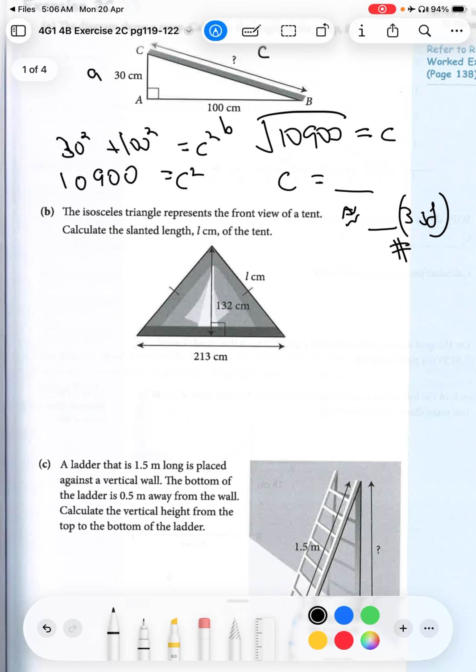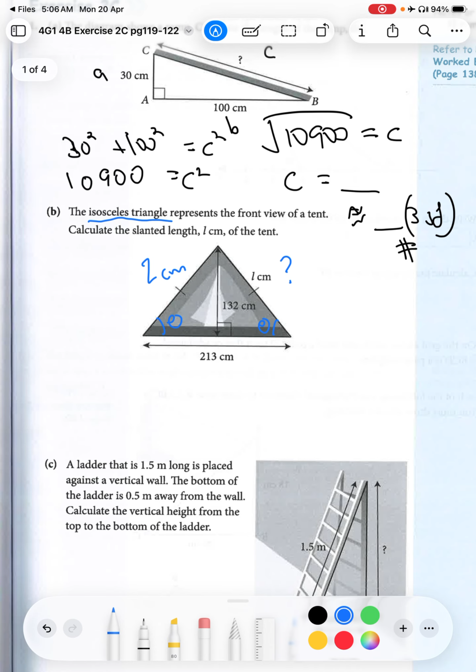The next one, the isosceles triangle. Isosceles triangle means that both sides have the same length. They have the same angle here. Calculate this length. Since this is an isosceles triangle, they have the same length, meaning that this 213 cm, I can divide by 2. 106.5 cm. So essentially it's the same as the question above.